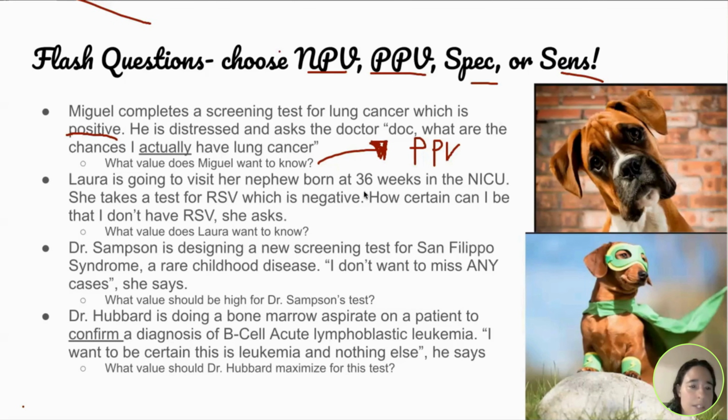So Laura is going to visit her new nephew who was born at 36 weeks in the NICU. She takes a test for RSV, which is negative. How certain can I be that I don't have RSV, she asks. So here Laura wants to make sure she doesn't go into the NICU with RSV. What value does Laura care about here? NPV, right.